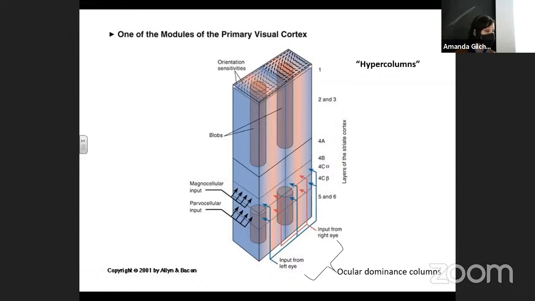There are some special columns that are called blobs. They do contain color sensitive cells. They are not sensitive to orientation and they are not well understood, but they are believed to get inputs from the parvocellular cells from the lateral geniculate nucleus, as well as the fourth layer of cortex.